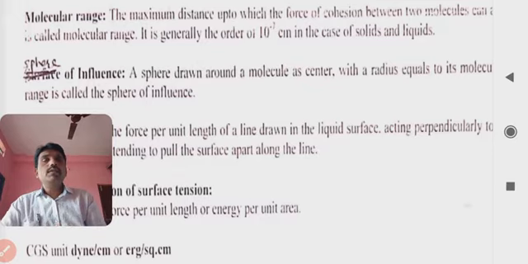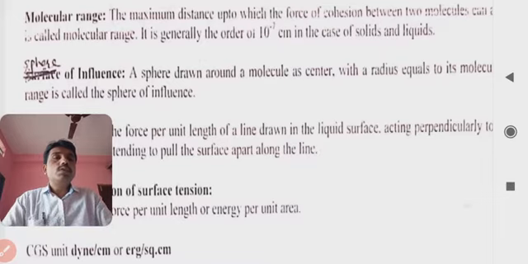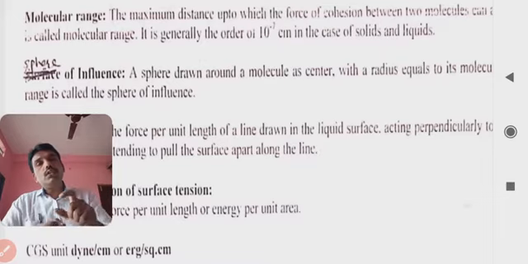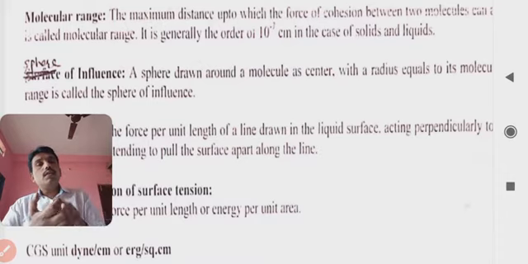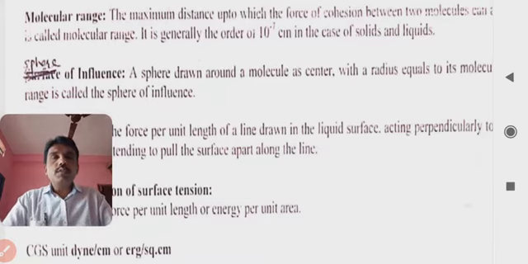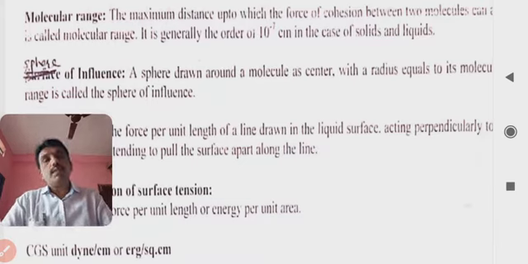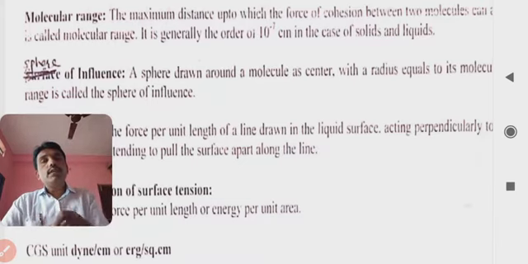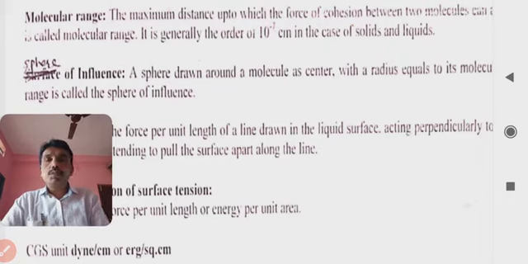Similarly, in this case, if we draw a sphere around the molecule as a center with the radius equal to the molecular range, म्हणजे molecular range जेवढी आहे, जेवढ्यापर्यंत cohesive force आपल्याला जाणवते, त्या सेंटर ऑफ द मॉलिक्यूलपासून जर आपण एक सर्कल काढला, ड्रॉ केला, मॉलिक्युलर रेंज ह्या रेडियसनी, तर ती पर्टिक्युलरली इट इज नथिंग बट द स्पिअर ऑफ इन्फ्लुएन्स. आणि म्हणून त्या पर्टिक्युलर रेंजला स्पिअर ऑफ इन्फ्लुएन्स म्हणतात.